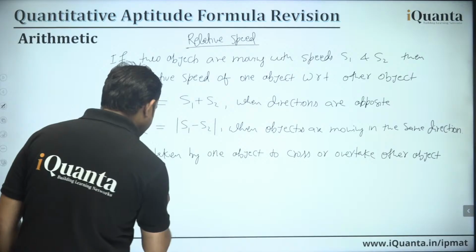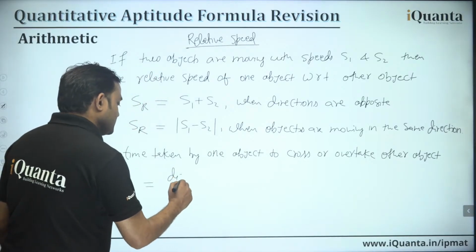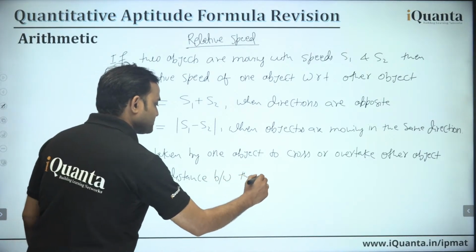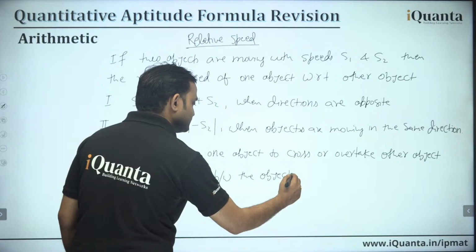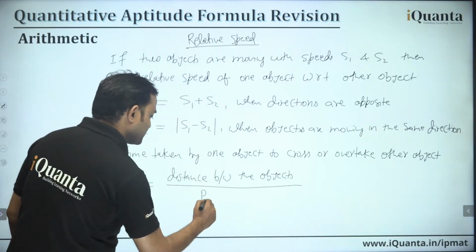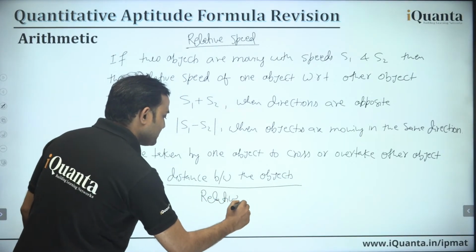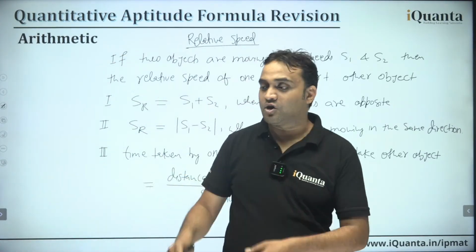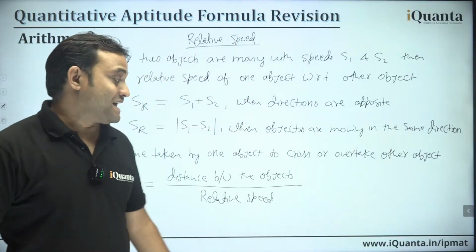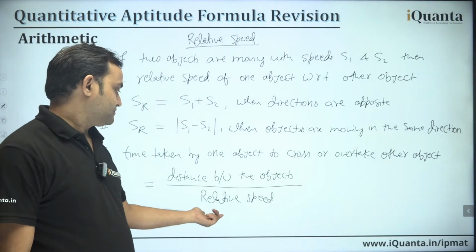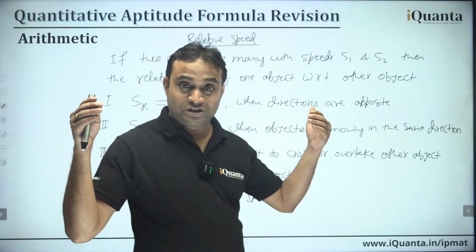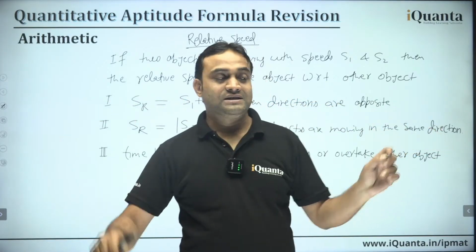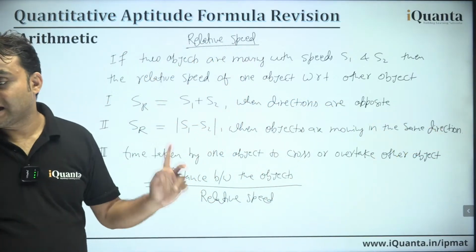This will be equal to the distance between the objects divided by their relative speed. Now I have written relative speed here because if both the objects are moving in the same direction, then we will take the difference of their speeds. If both of them are moving in opposite directions, that opposite direction could be towards each other or away from each other, in that case the relative speed will be s1 plus s2.